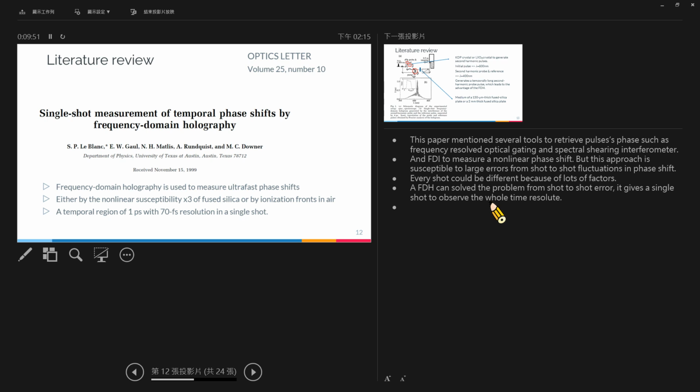And this paper mentioned several tools to retrieve and process phase, such as frequency resolved optical gating and spectral shear interferometer. It also mentioned FDI, but says that FDI is easy to have errors because it goes from shot to shot, from one time point to another. They may have a lot of errors because every shot could be different, and FDH can improve these kinds of errors of FDI.